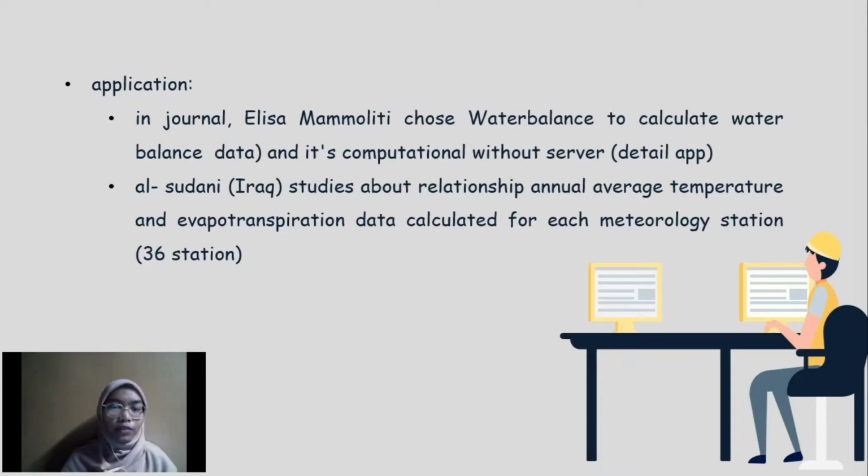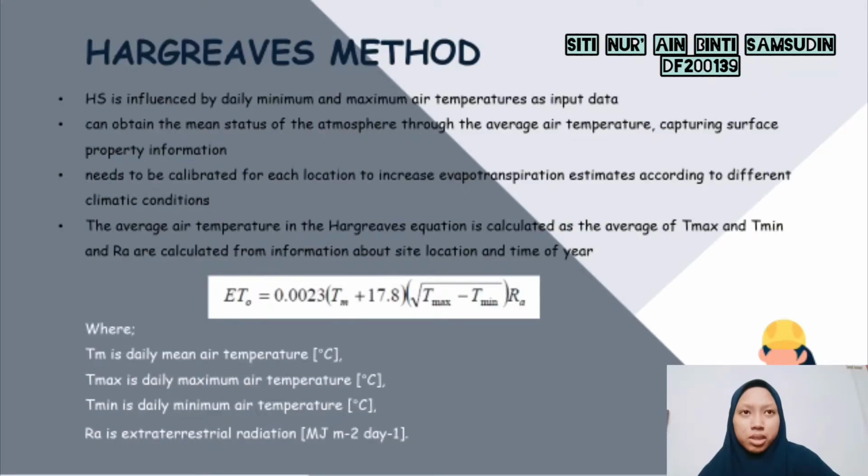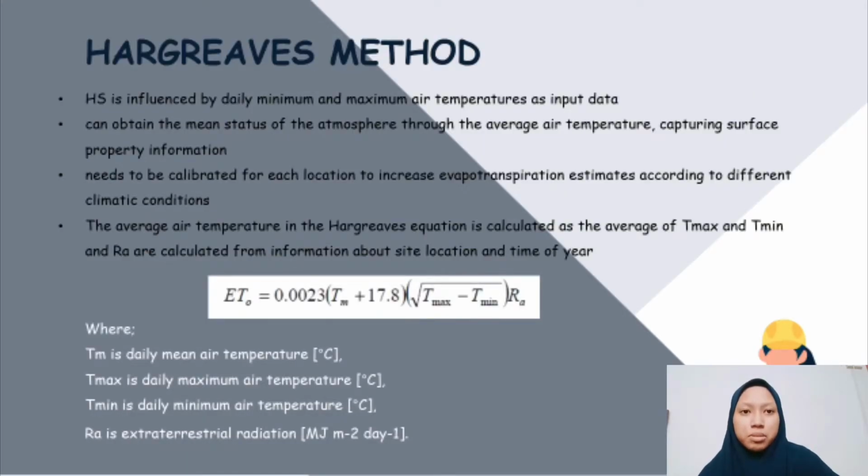For Al-Sudani from Iraq, the study looks at the relationship between annual average temperature and evapotranspiration data, calculated for each meteorology station. These Hargreaves methods are influenced by maximum air temperature and daily minimum temperature as input data. So this method can obtain the mean status of the atmosphere through the average air temperature, capturing surface property information such as soil moisture and soil surface.